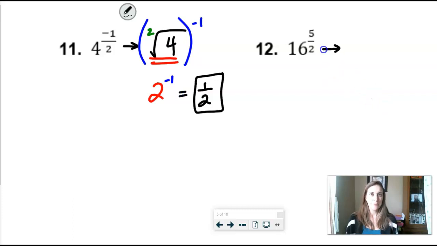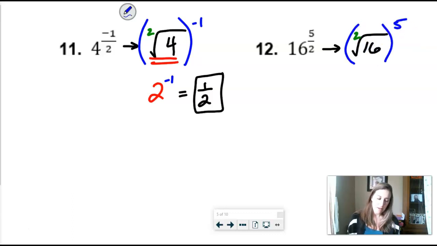All right, next one, square root again. And then 16 is my radicand, or my base. And once we figure that out, we're going to be raising that to the 5th power. Okay, so that's a thinker, right? The square root of 16 is a 4. And then 4 to the 5th power, oh, I think it's 1024.